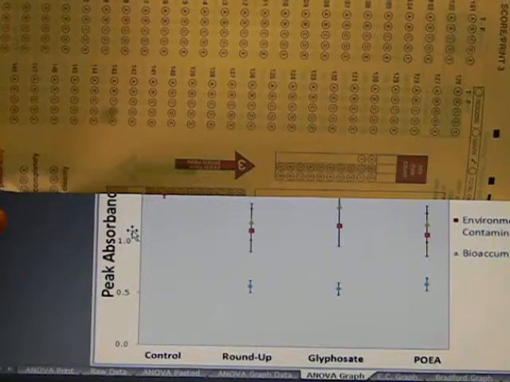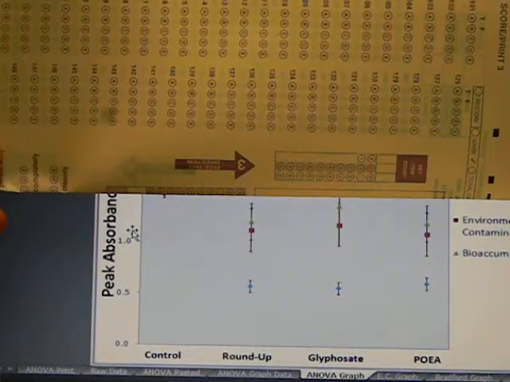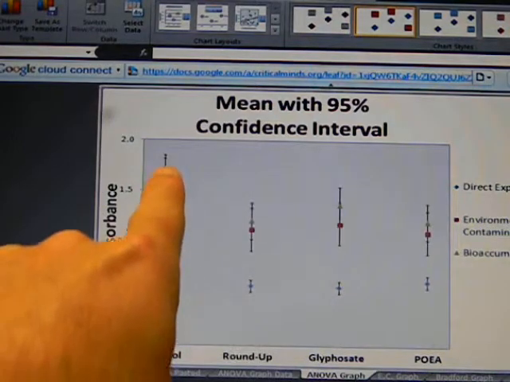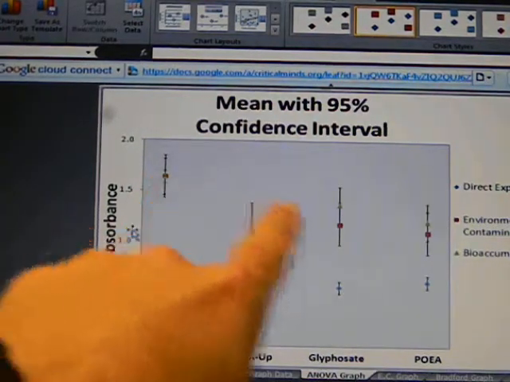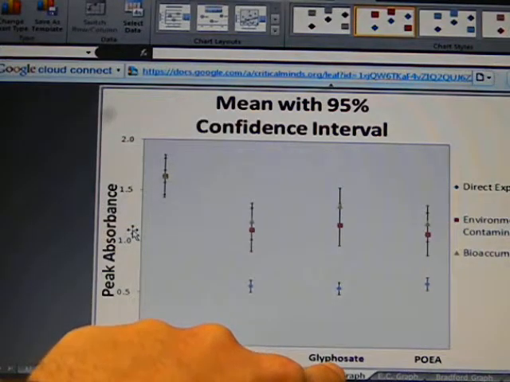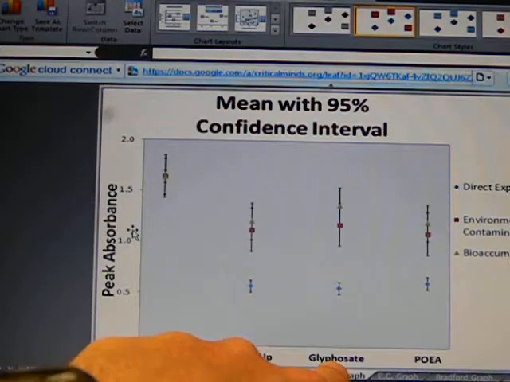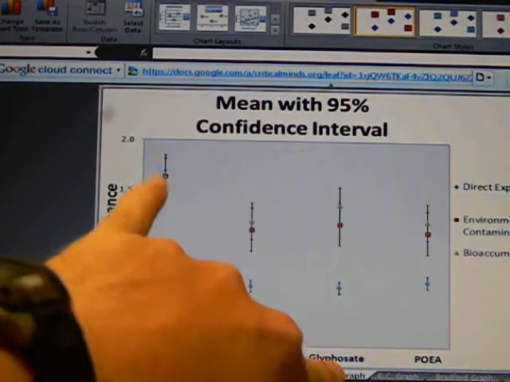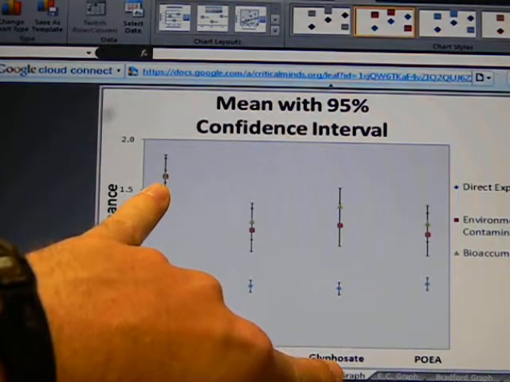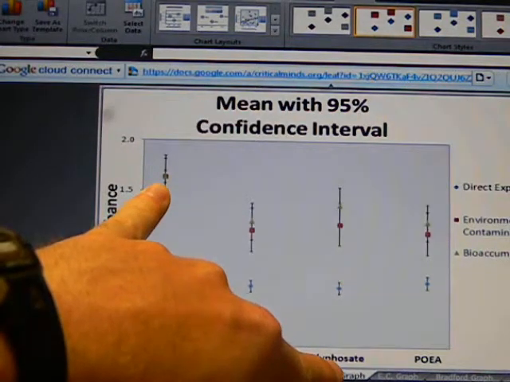If you checked out your p-values for your t-test, look at your p-value for your t-test from control and bioaccumulation with glyphosate. If anyone's insignificant, I bet you that's the insignificant one for the t-test. And if anyone is close to being insignificant, I bet you it's that one.